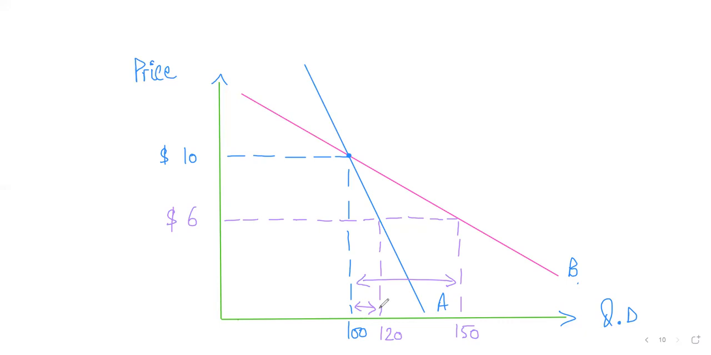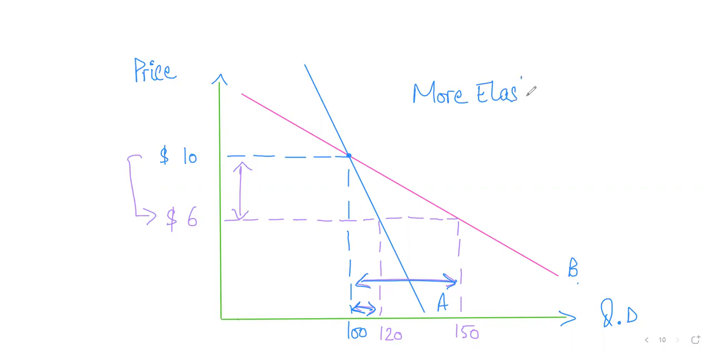What do you think? Because for the same change in price, the price dropped from $10 to $6. But for curve A, the blue curve, there was only a change of 20 units. So your demand increased from 100 to 120. Whereas for curve B, product B, your demand changed from 100 to 150. So there's a much greater change in demand for B compared to A. And we know when there's greater change, it's known as more elastic. So B is more elastic in this case and A is less elastic.